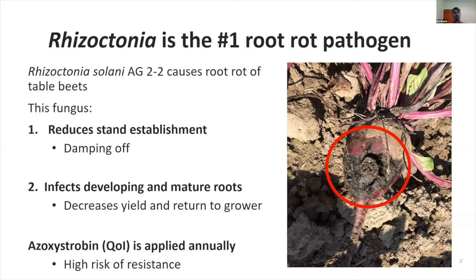As a result, azoxystrobin, a QOI fungicide, is applied annually to almost every beet field in the state without regard to actual risk of resistance or off-target effects on the soil health and the microbiome. Now, these off-target effects are what I'm especially interested in right now.